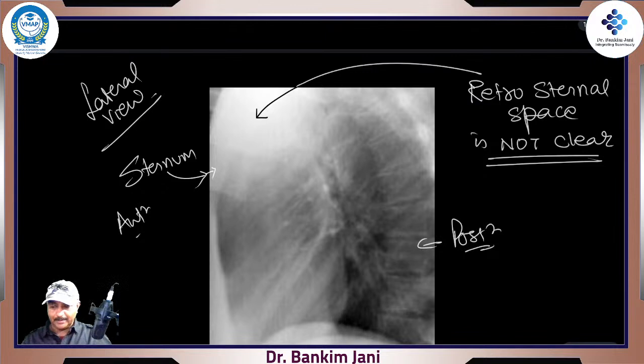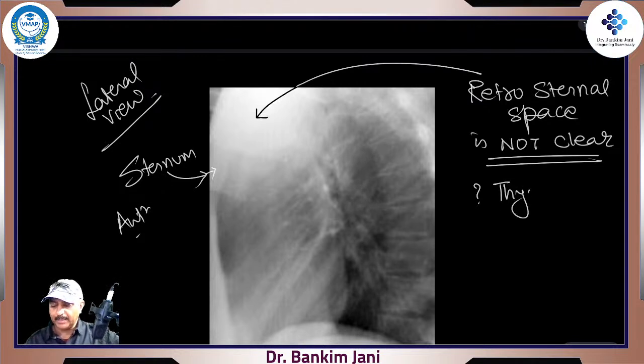If it is not clear, that means there is some tissue in the anterior mediastinum. Now you can't straight away stamp on what exactly it is, because you have to correlate with the clinical signs and symptoms. But now you can say that most probably it could be either the thymus or the lymph nodes. So it could be thymoma or it could be lymphoma.